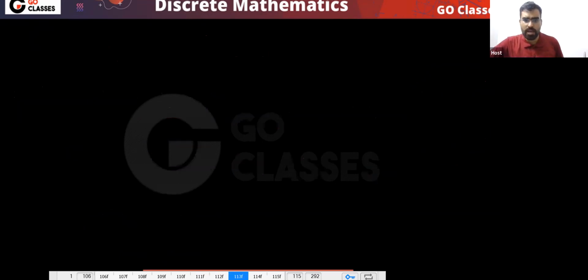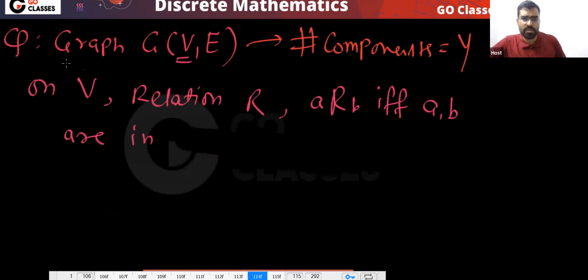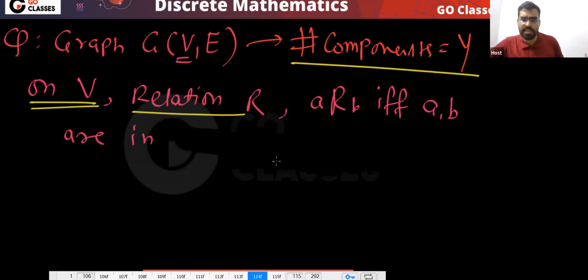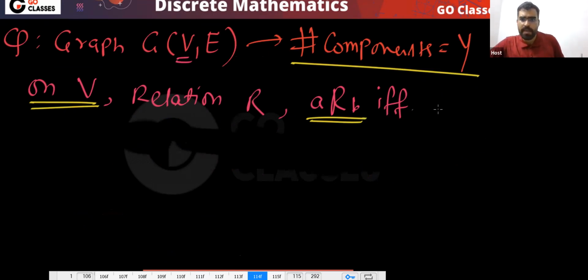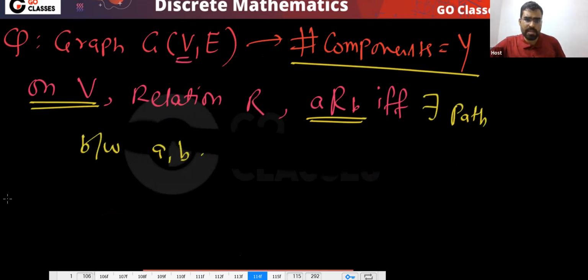So this is the idea. Now, this is the definition. This is the question. You have a graph, and in that graph the number of components is Y. On this set V, the set of vertices, I am defining a relation R. I am saying that A is related to B if and only if there exists a path between A and B. Tell me, is this R an equivalence relation or not?